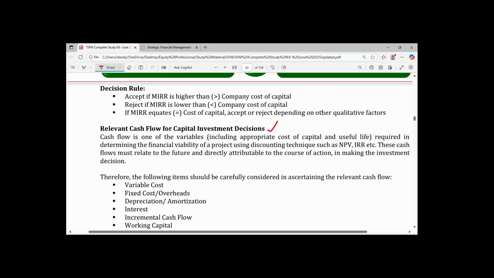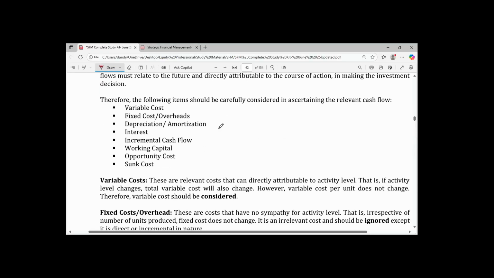consideration. All right. So in the determination of financial viability of a project, the following line items must be critically examined. Whenever you want to appraise a project or determine the financial viability of a project, you must review and analyze critically the following line items. The first item here is variable cost. The second one is fixed cost. The third one is depreciation, amortization, or provision.